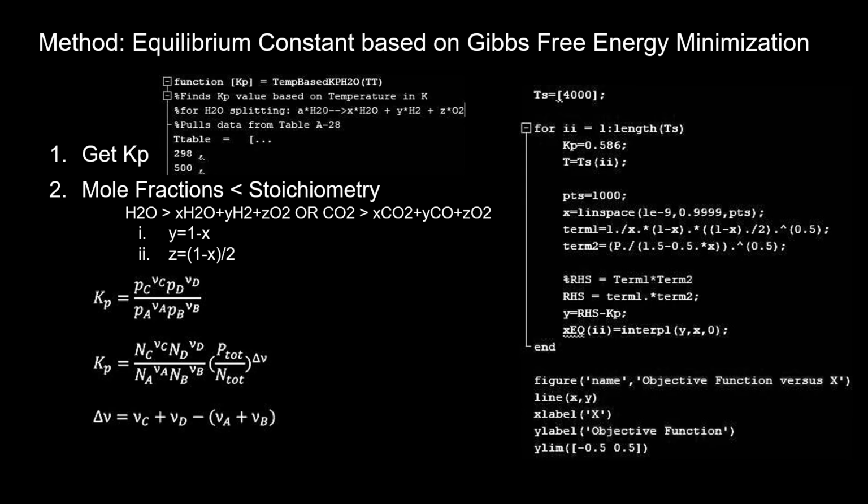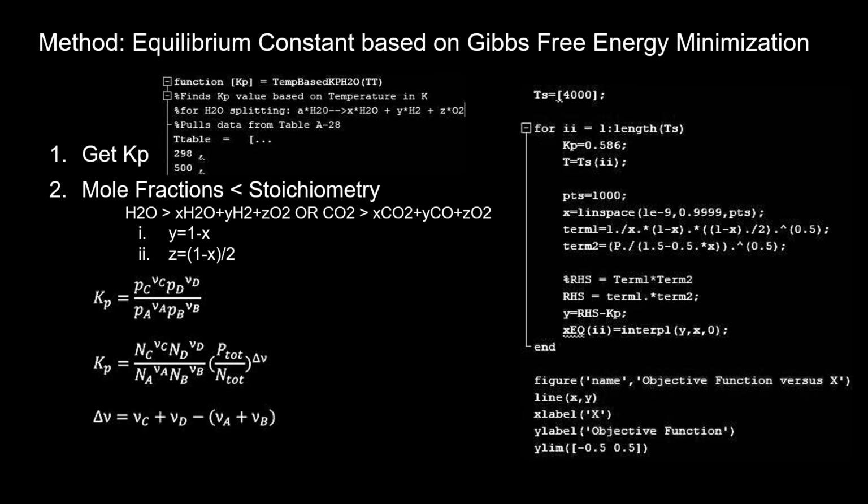The second step is to calculate the mole fractions. A sample of the code for finding X for one temperature is shown on the right. Using stoichiometry, you can determine Y and Z. For the third step, you have to utilize the equilibrium constant equations.